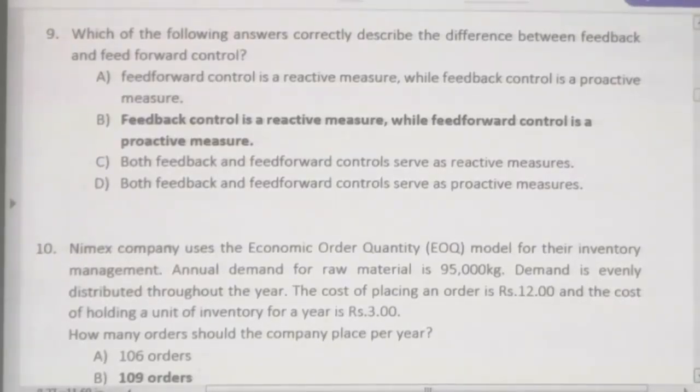However, when you do something before it happens, it is feed forward. When you do something after it happens, it is feedback. Therefore, the answer: feedback control is a reactive measure taken once it's happening. Feed forward control is a proactive measure, before it happens. Therefore, the answer is B. Right.